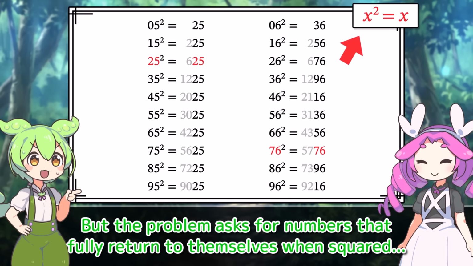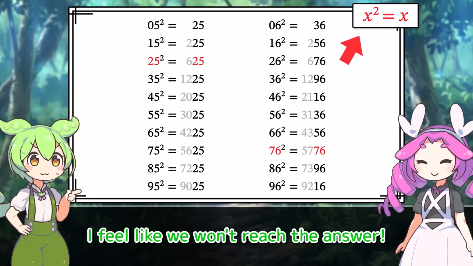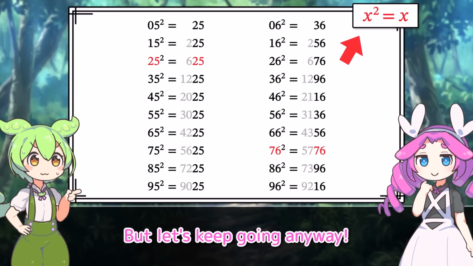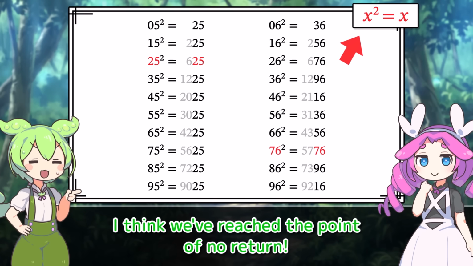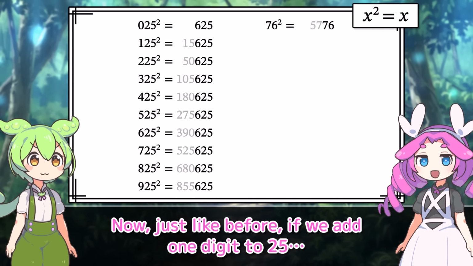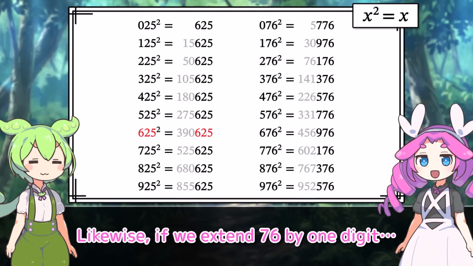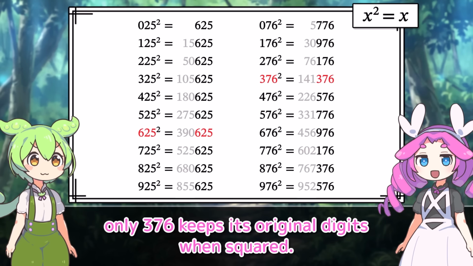Does it? But the problem asks for numbers that fully return to themselves when squared. If we only look at the original digits like this, I feel like we won't reach the answer. That's understandable, but let's keep going anyway. I think we've reached the point of no return. So far we've learned that the numbers 25 and 76 keep their original digits when squared. Now, just like before, if we add one digit to 25, only 625 keeps its original digits when squared. Likewise, if we extend 76 by one digit, only 376 keeps its original digits when squared.